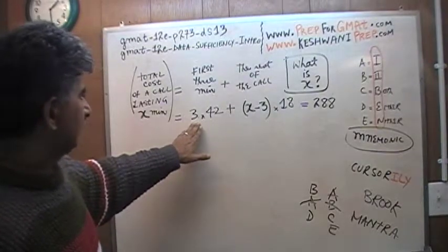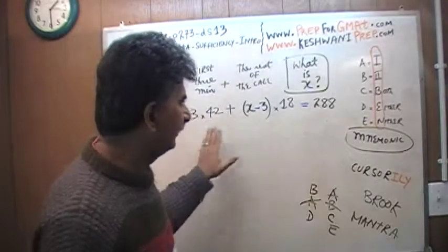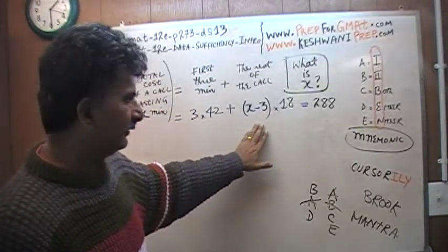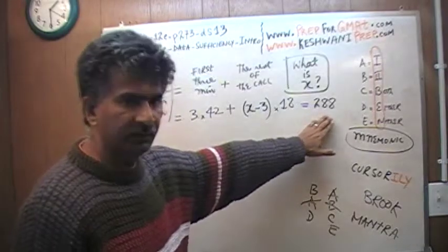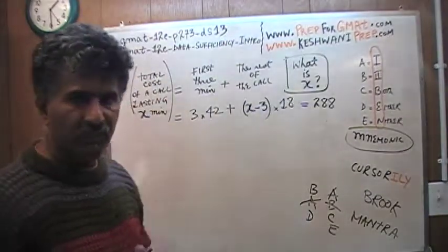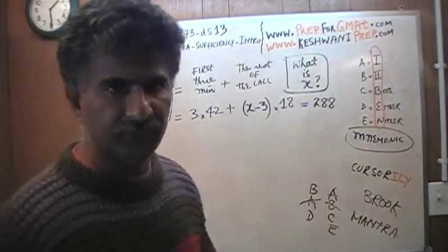It's a linear equation. 42 times 3, you're going to subtract that amount from both sides, from 288, and that's going to give you 18 times x minus 3, and then whatever this amount is, you end up here, divide both sides by 18, that gives you x minus 3, and solve for x. I'm not going to actually do it. The point here is that it can be done. That's all you need to know.